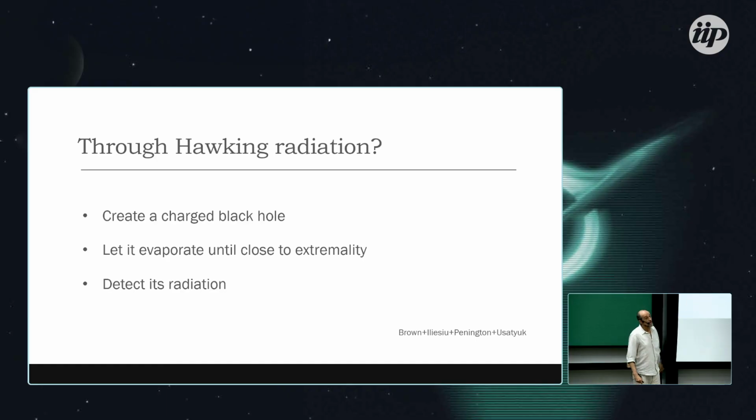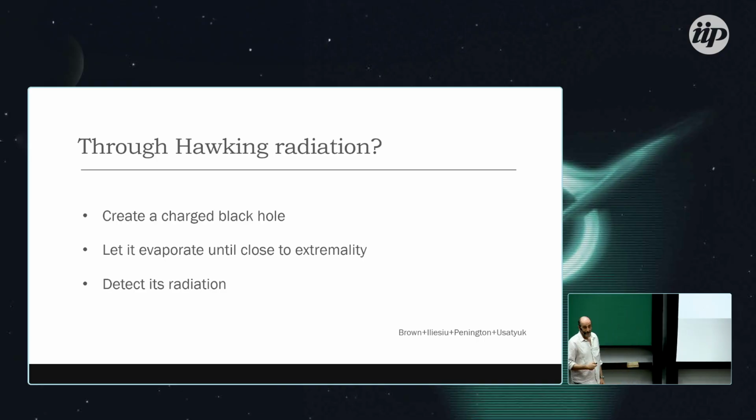Well, I already told you one way that you can do this. You observe Hawking radiation. You create some charged black hole. Generally, it's going to be away from extremality. Then you let it evaporate until it gets close enough to extremality. This was studied by these people. And then you detect its radiation.